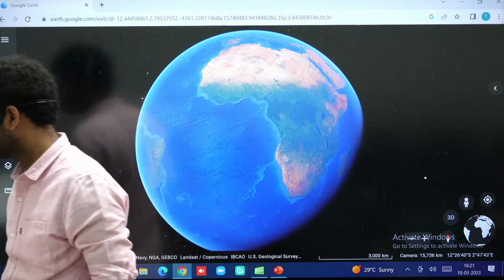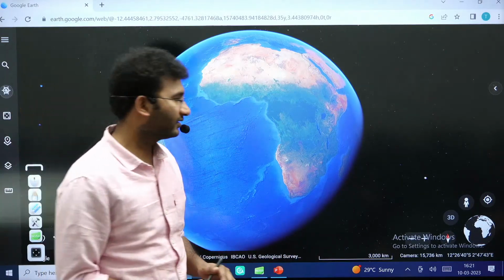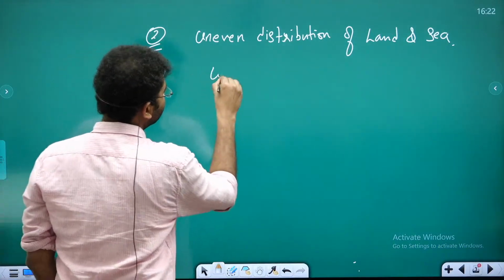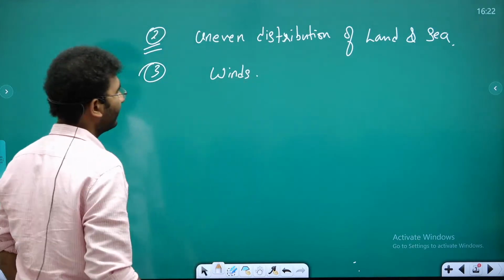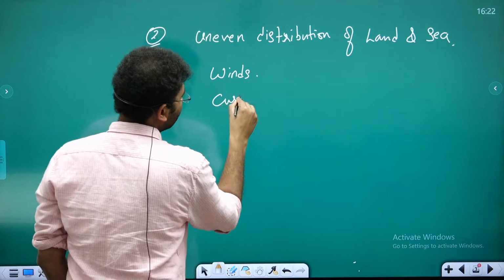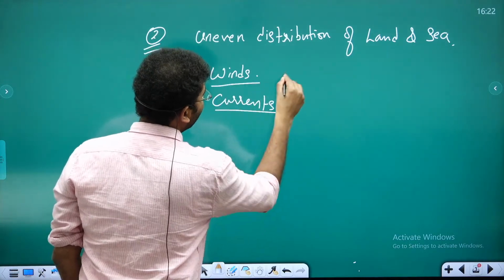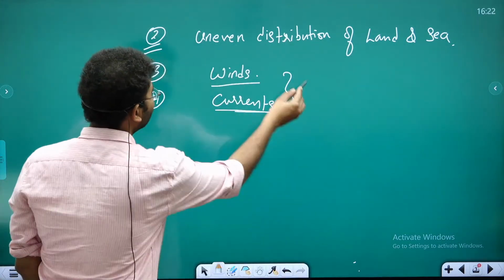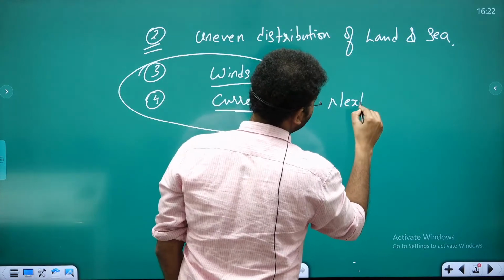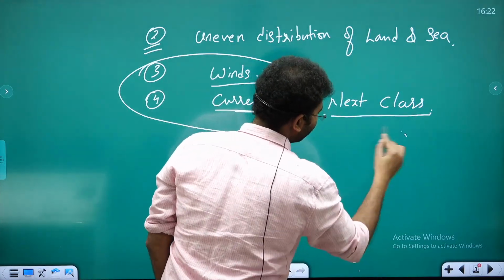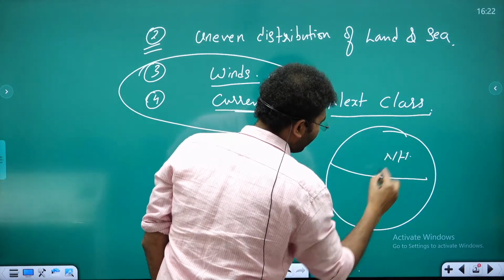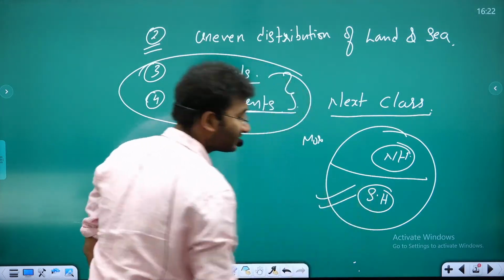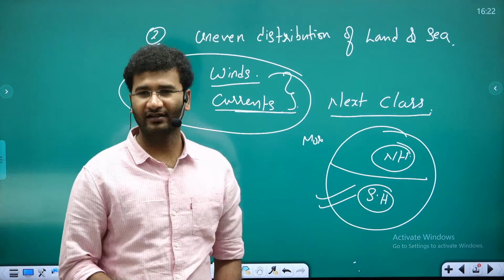Right? Clear? Next, the next factor which you have to know is, the third one, it is your winds. Okay? And the fourth one, it is your currents. Winds and currents, we'll be discussing in the next class. And I'll also be answering, is it the northern hemisphere or the southern hemisphere which will be having more temperature? The answer here is southern hemisphere. I'll tell you why only in the next class.